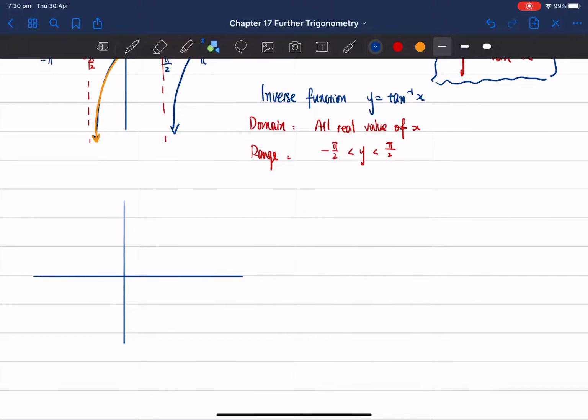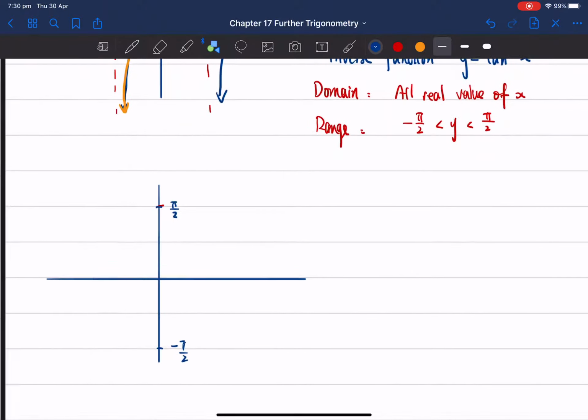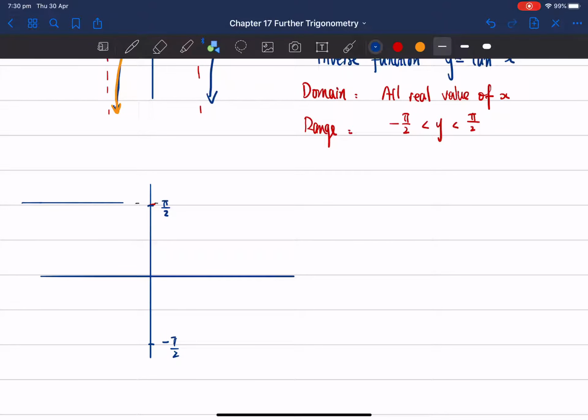The domain is all real x, so you don't have to worry about the domain, but the range is between pi on 2 and negative pi on 2. And then they are actually asymptotes because it's not equal to these values. Let me just rewrite this: pi on 2 and negative pi on 2. And this time they are the asymptotes, the horizontal asymptotes.